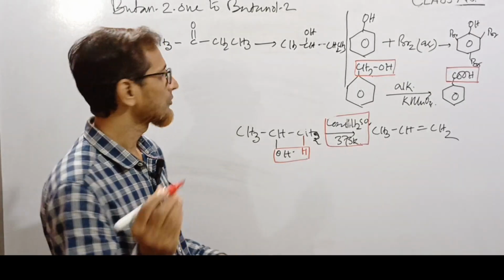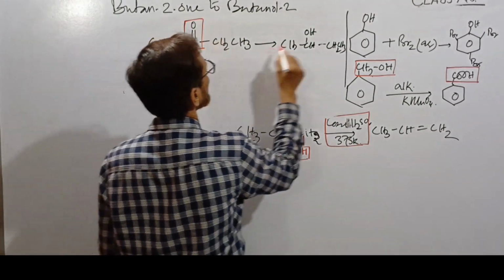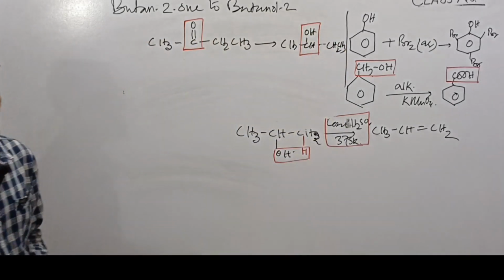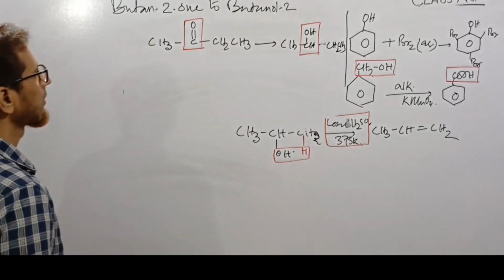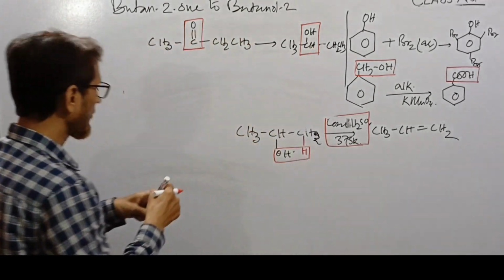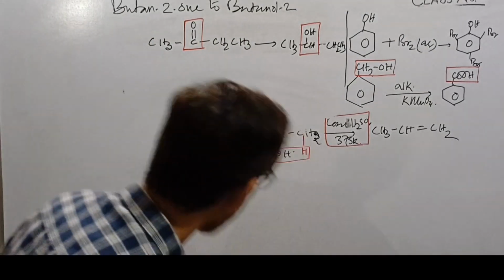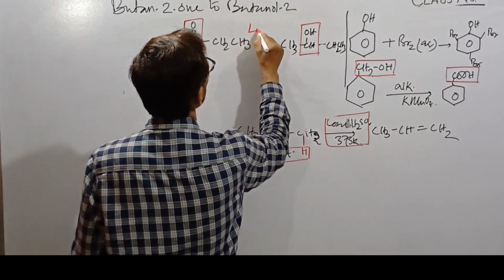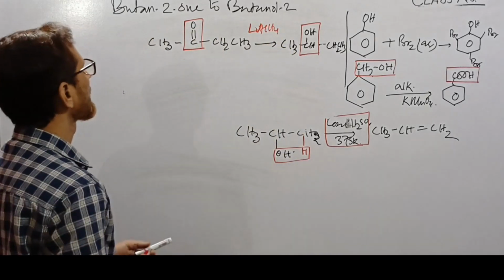Now if you observe minutely one thing, how can you guess what reagent is being used? First of all, you know what group is converted to what, is it not? So it is a reduction type of reaction. It is a reduction type of reaction. And how is reduction done? We can use lithium aluminum hydride or sodium borohydride.